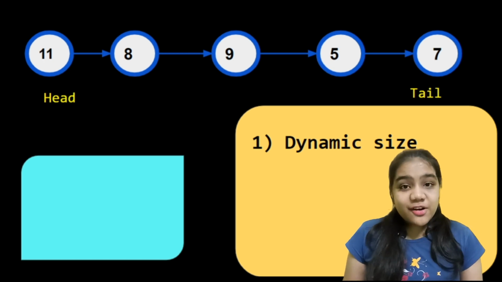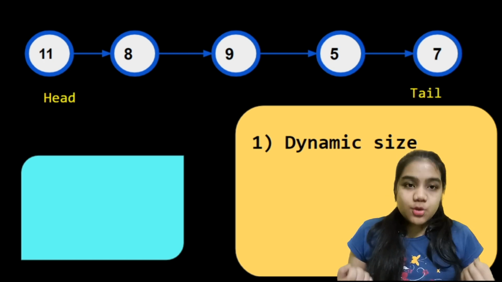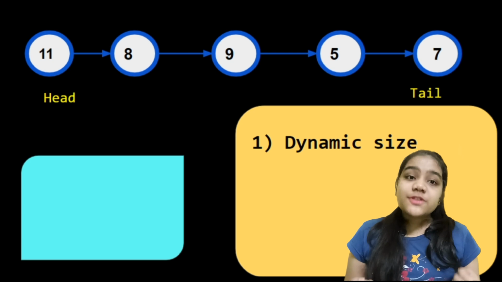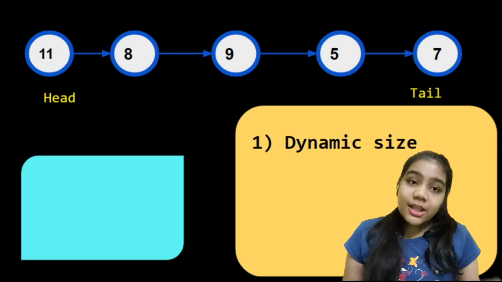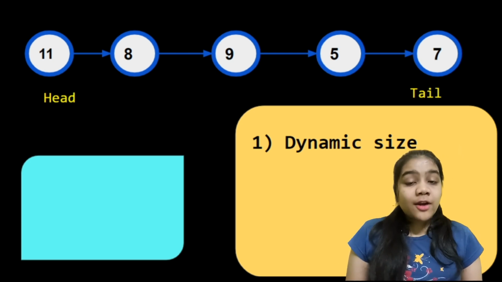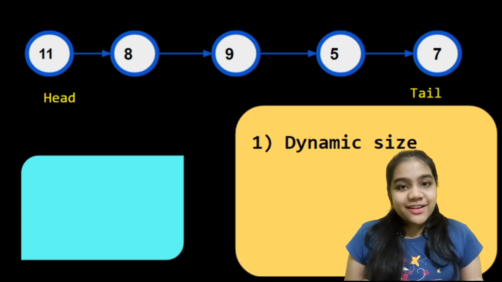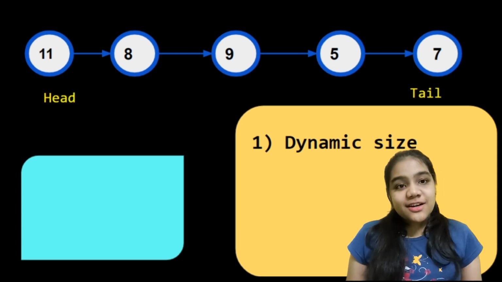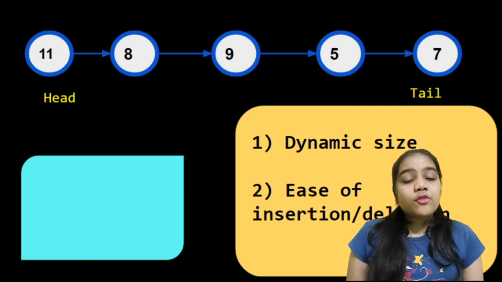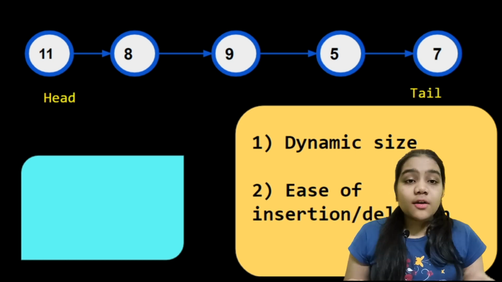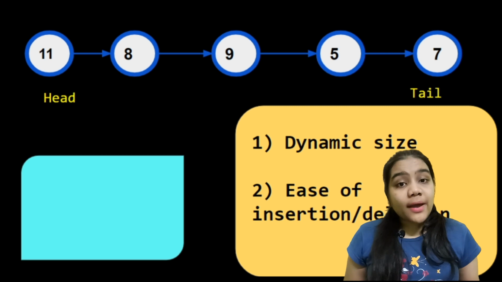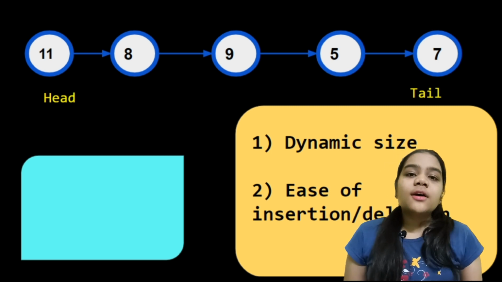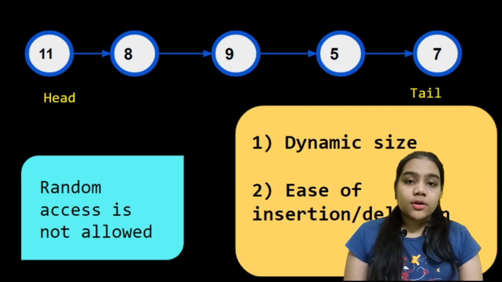There are many advantages of a linked list. As a linked list is made up of separate objects, it has a dynamic size, so we can add or remove as many nodes as we want. Also, inserting and deleting an element from a linked list is easy. The only drawback of a linked list is that random access is not allowed.